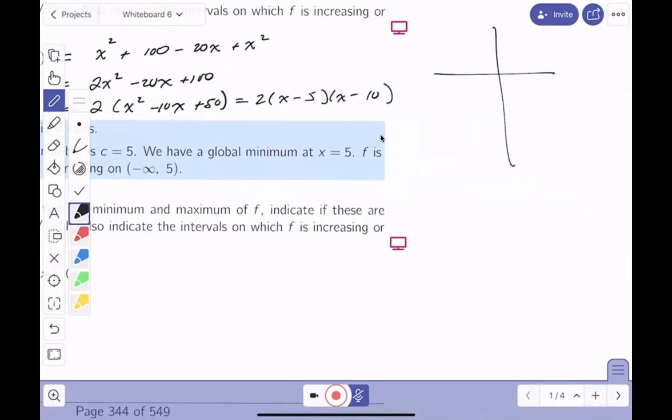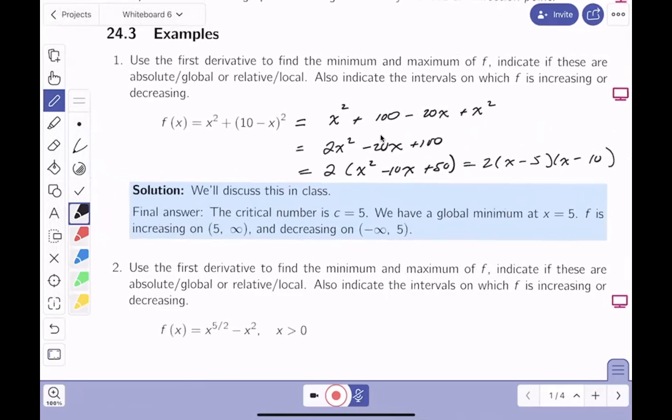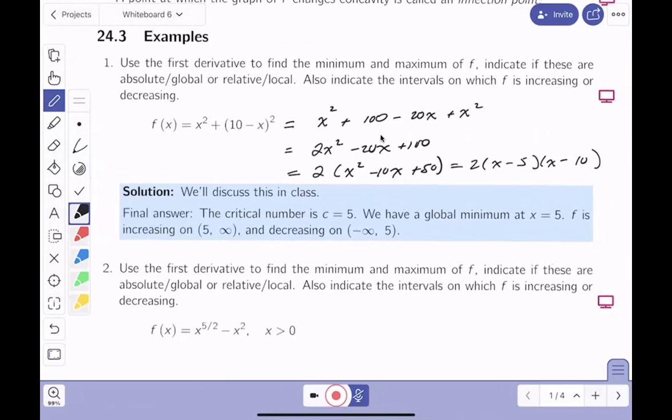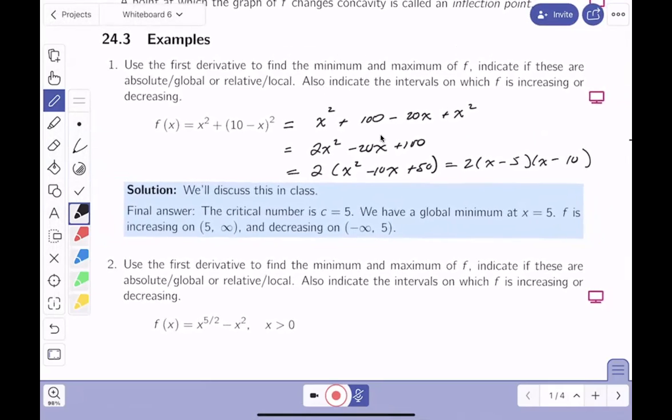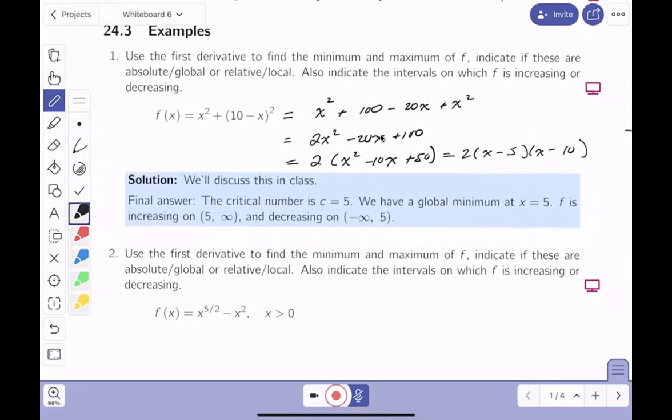So I got x-intercepts at 5 and 10. And this thing opens up like this here. And the minimal point over here would be there. That would be between 5 and 10. Let me see if I did something wrong here. Use the first derivative, get these graphs at minimum. x squared, 100 minus 20x plus x squared. 2x squared minus 20x, 100.